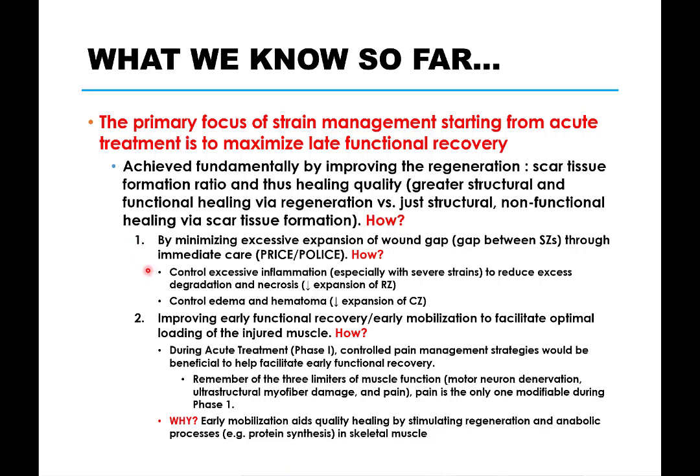First, we want to control excessive inflammation, especially with severe grade 2 to 3 strains. This would help reduce unnecessary levels of degradation and necrosis of undamaged fiber segments within the surviving zones. Basically, we want to prevent the expansion of the regeneration zones into its adjacent surviving zones.